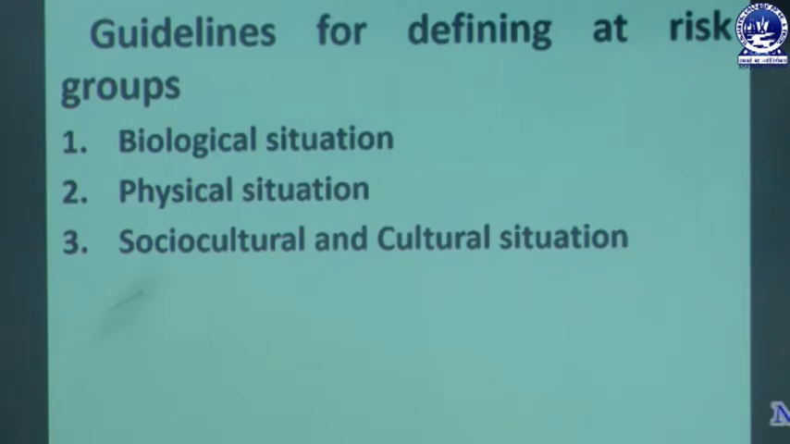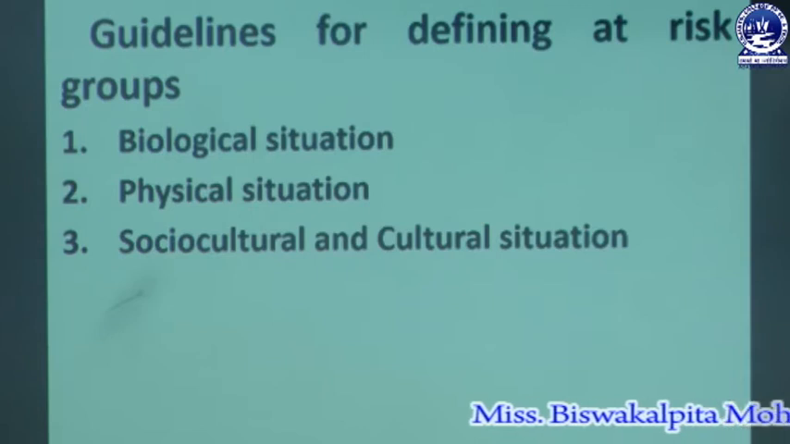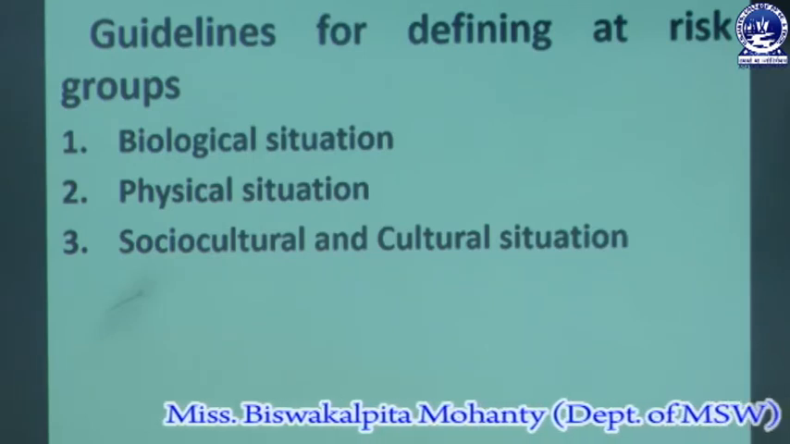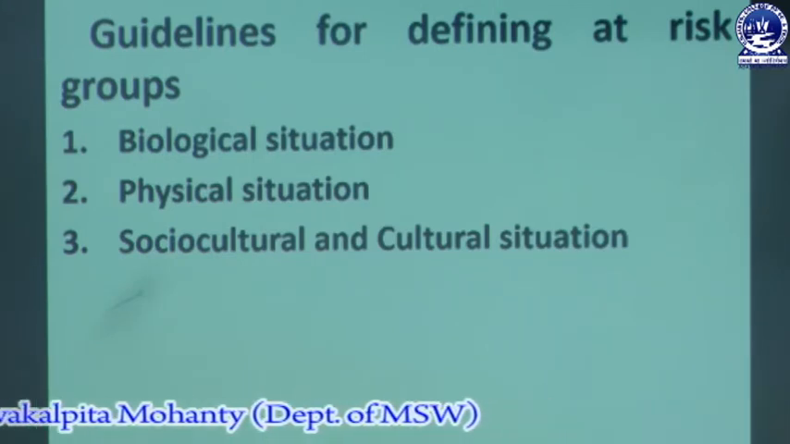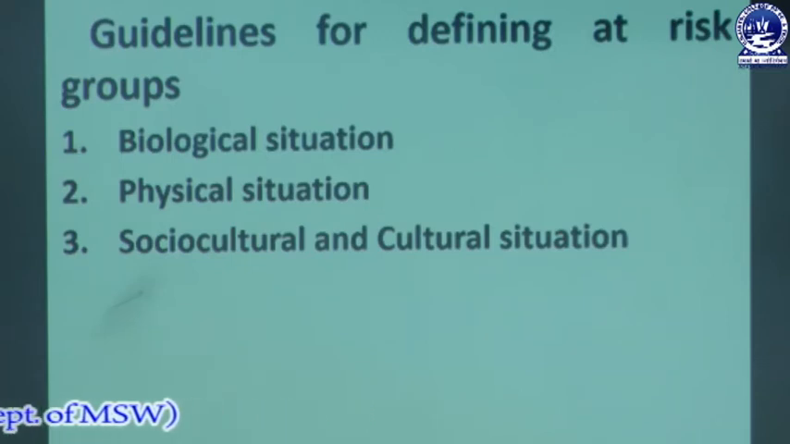Next is genetic factors under biological situation, like family history of genetic disorder. If some person in the family has, for example, a diabetic problem, the children will face that issue also. And there are other health conditions like physical functioning, unhealthy behavior, and different diseases which are related with biological situation. The second one is physical situation.